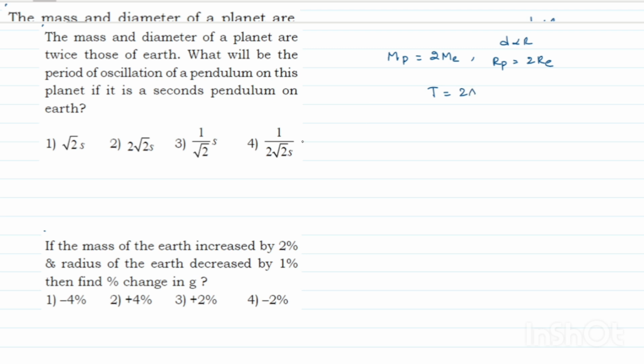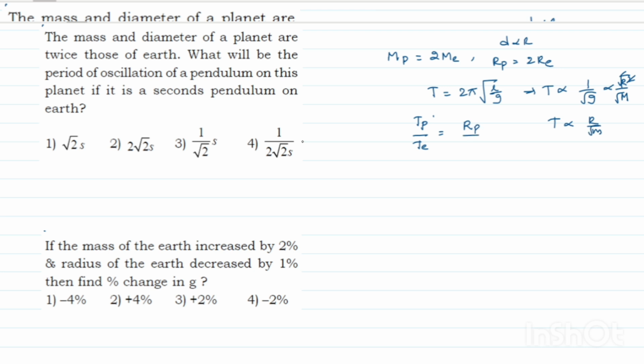The time period of a simple pendulum formula will be T = 2π √(L/g). So T is inversely proportional to √g, that is 1 by root g. The time period on the planet by the time period on the Earth is related through g = GM/R². So here we will be getting T proportional to R by root M. This is the relation we will be getting.